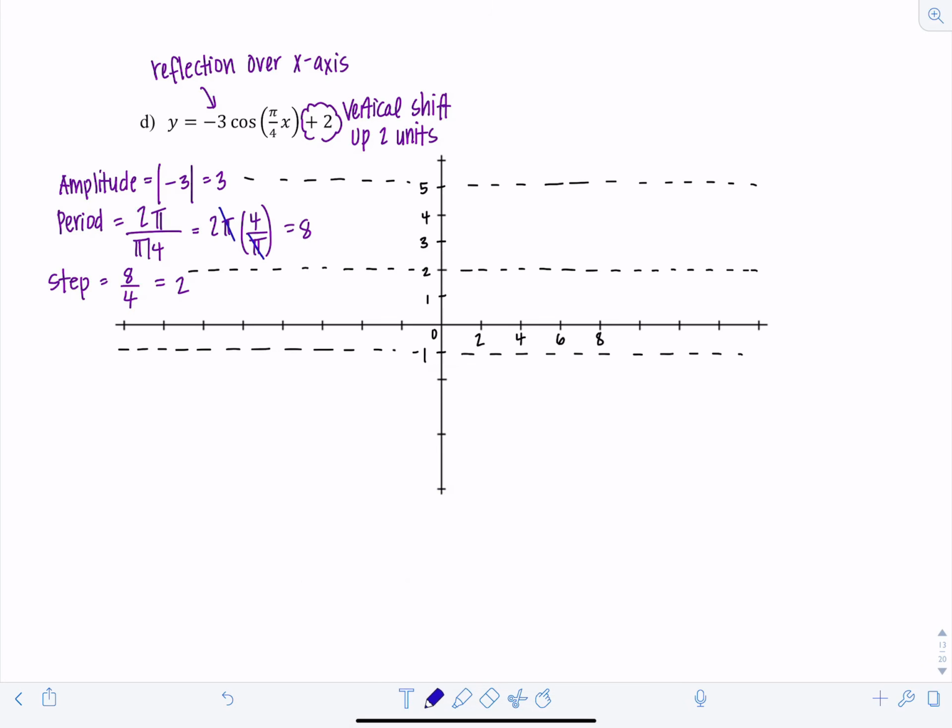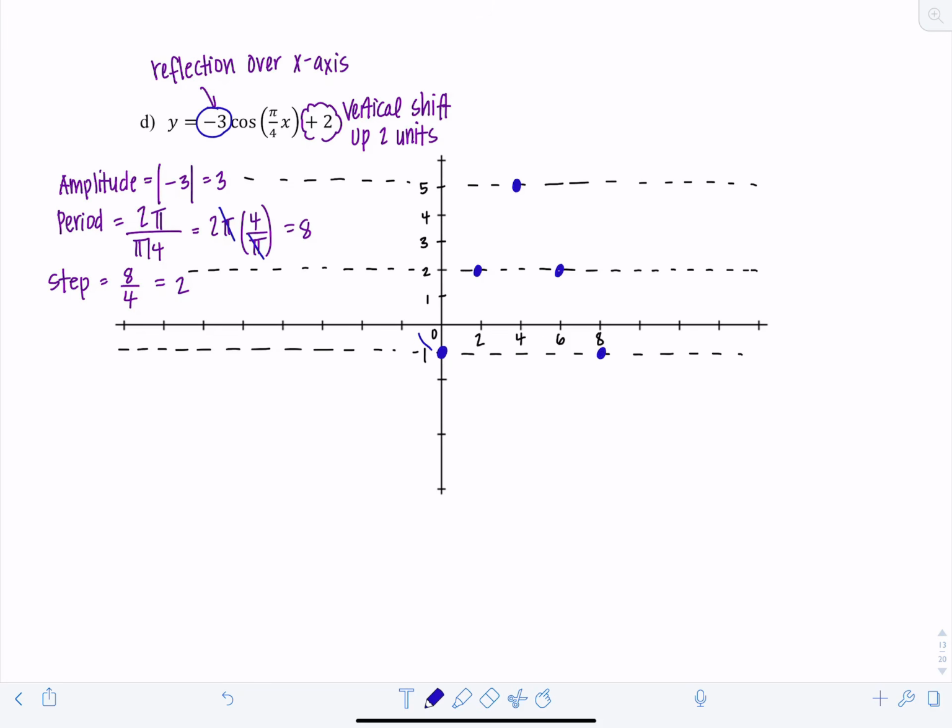Starting off, when x is 0, remember cosine normally starts up at 1. But since we're reflecting over the x-axis, then it's going to start at its minimum value. So when x is 0, I'm going to plot y equals -1. Okay, then when x is 2, I'm going to come to the middle line, right? What used to be the x-axis, but it's gotten shifted up 2 units. Then when x is 4, I'm going to go all the way up, plot at y equals 5, back to 0, which is 2, and then all the way back down to -1 here.